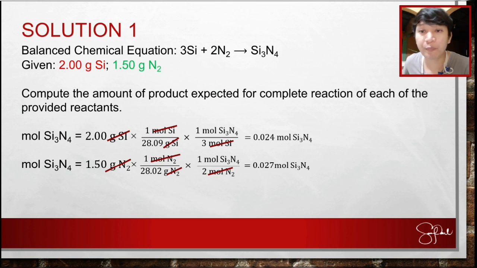If you're going to compare these two answers, one is higher and one is lower. If we're going to use 2 grams of silicon, we will arrive at a lesser amount of the product that we are looking for. If we're going to use 1.5 grams of nitrogen gas, we will arrive at a greater amount of product, a greater amount of the silicon nitride.